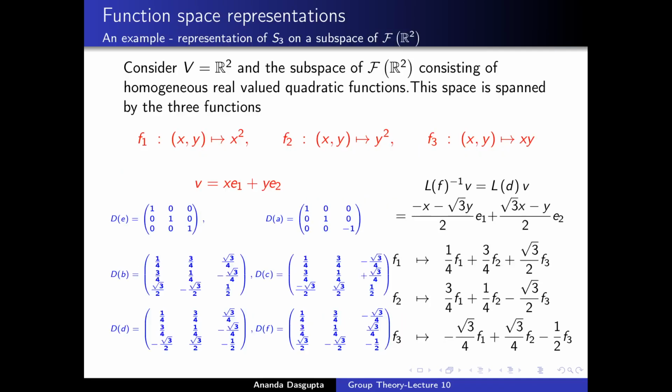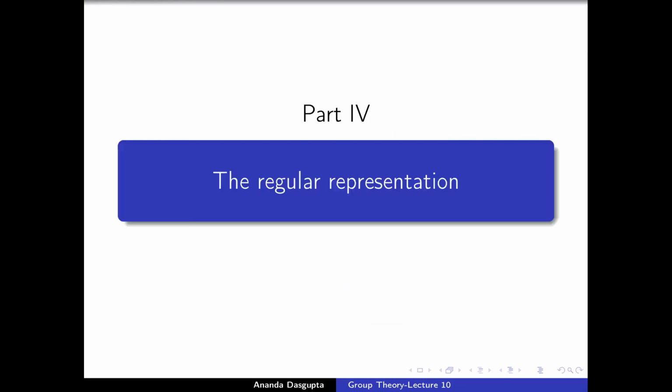We next turn to another very important kind of representation, and this is one that you can find for every group using just the basic properties of the group. This is a so-called regular representation, and this happens to be one of the most important representations which will help us in building up the theory of group representations as we go along.